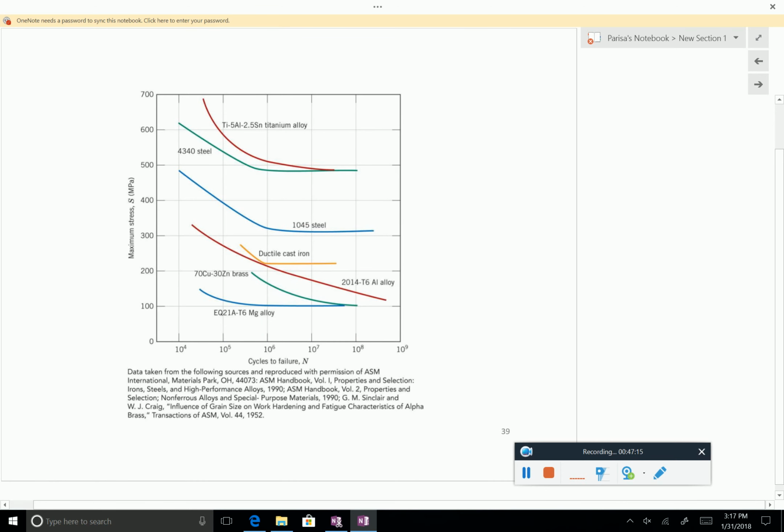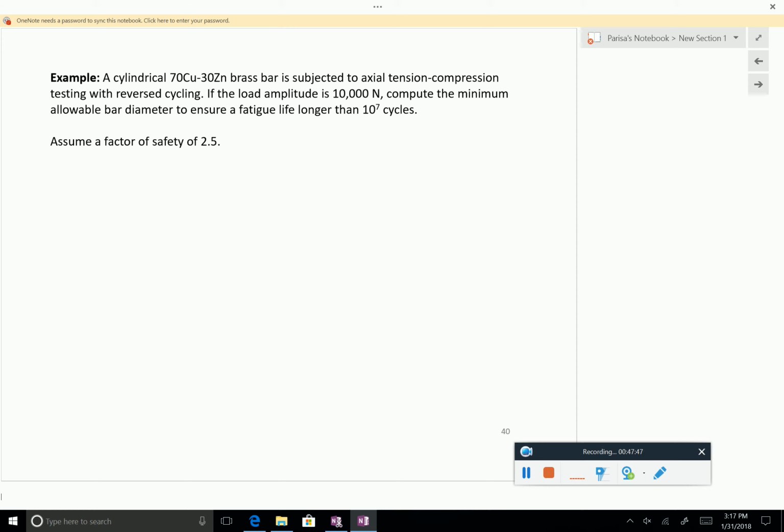Maybe we'll still have time to do this example, it looks like. Okay, we could also stop here and start next time. If you have any questions, we have 2 minutes. Okay, it's fine.